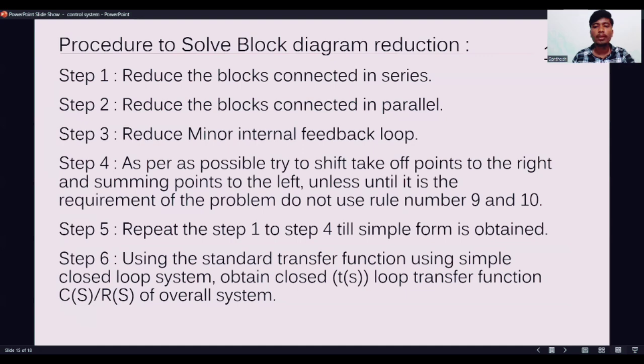Do not use rules number 9 and 10. We have discussed rules number 9 and 10 at the last. We should not use those rules, and we have to shift the summing points to the left and the takeoff points to the right. Step five, repeat step one to step four till a simple form is obtained. And step six, using the standard transfer function of a simple closed loop system, obtain the closed loop transfer function C(s)/R(s) of the overall system.